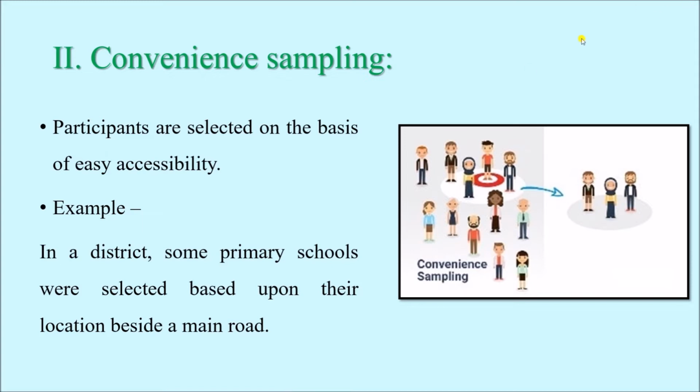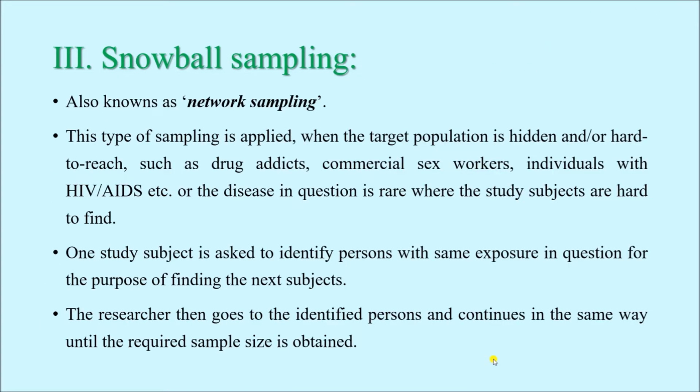The next technique is snowball sampling, which is also called network sampling. In certain researches where the subject is quite sensitive, we may have to go for snowball sampling. This technique is used whenever the target population is hidden or hard to reach. They are kind of concealed, and they do not want to come into the limelight. For example, drug addicts, commercial sex workers, individuals with HIV/AIDS or hepatitis B infection, etc. Or even if the disease is quite uncommon or the study subjects are hard to find.